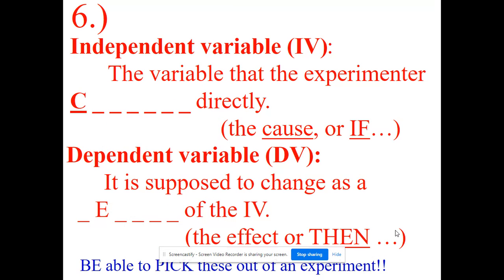So there's two important variables. One is the independent variable. This is where we need to kind of dig our heels in a little bit. The independent variable is what the experimenter changes directly. Now, this is important. It is the cause of the change. In a hypothesis, it's usually what follows the if statement. If this, then that. The dependent variable is supposed to change as a result, or it is the effect of changing the independent variable. So the independent variable is the cause, the dependent variable is the effect.